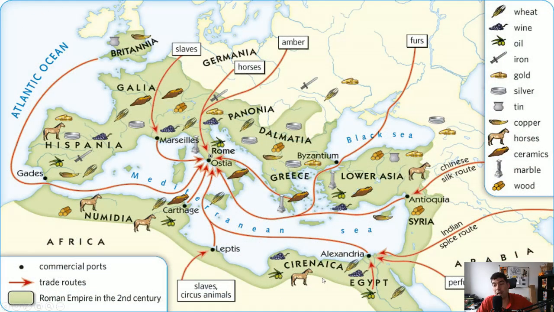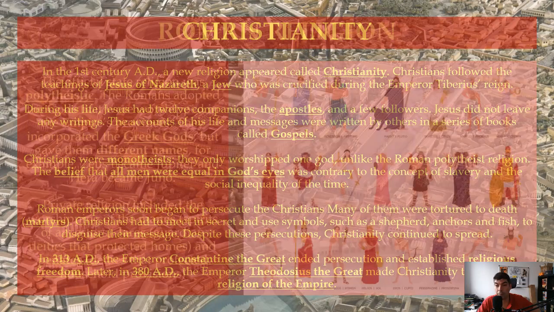This is the map of the economic activity in the empire. You have here the legend and the trade routes, most of which led to the city of Rome, the capital.